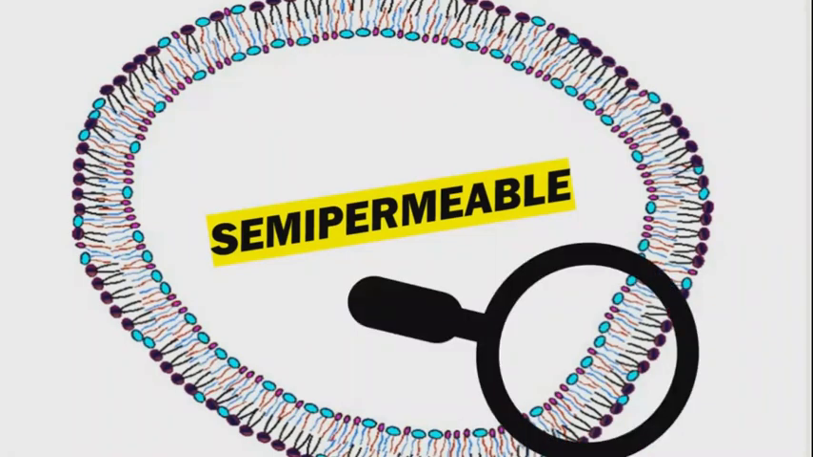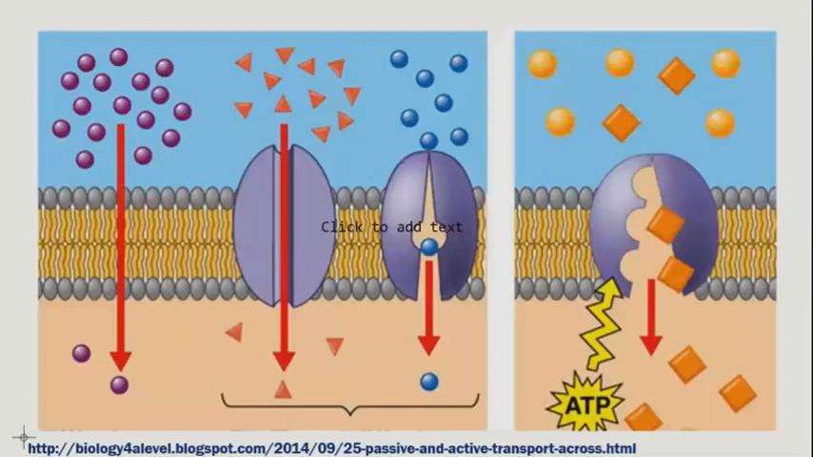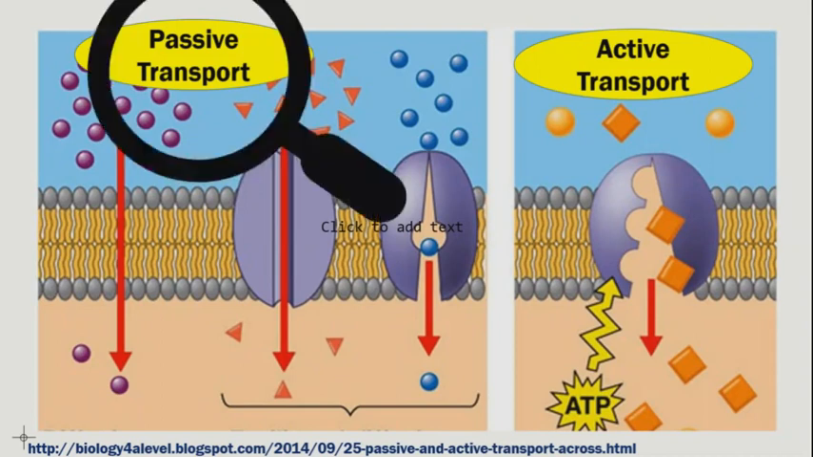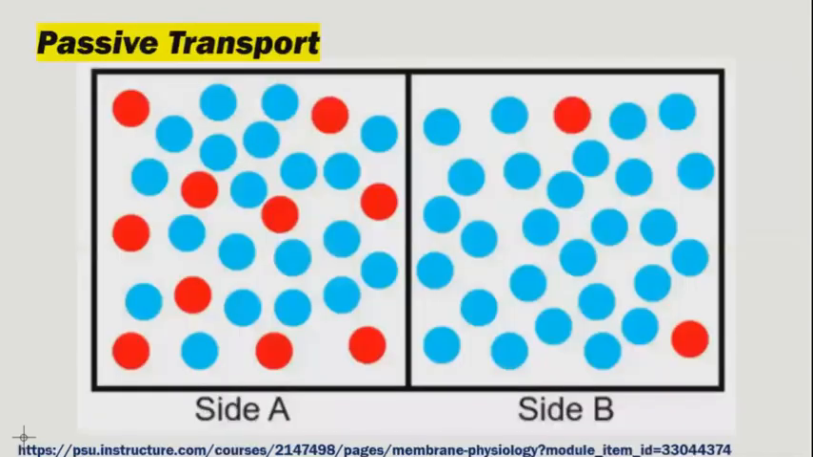So, let's go back into it. Substances move through active or passive transport. Passive transport is the movement of substances across the membrane without the expenditure of cellular energy. And in contrast, active transport is the movement of substances across the membrane using energy from ATP. But let's first take a look at passive transport.